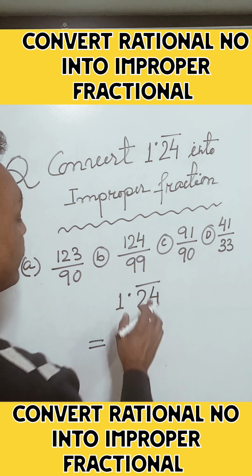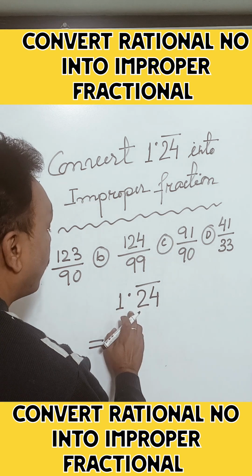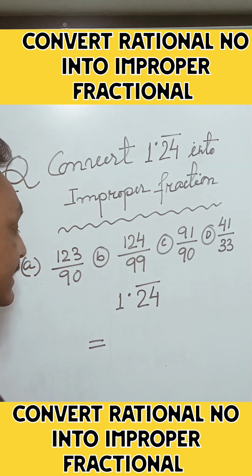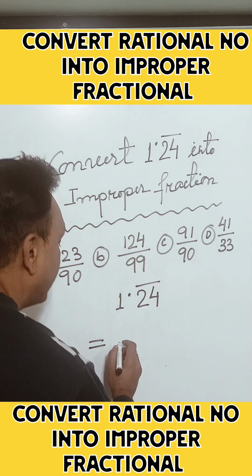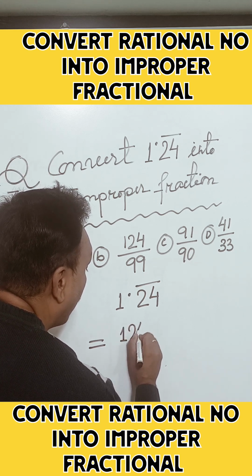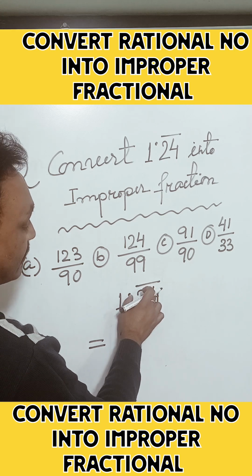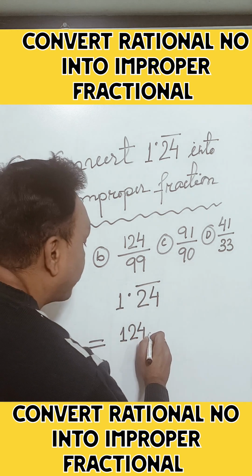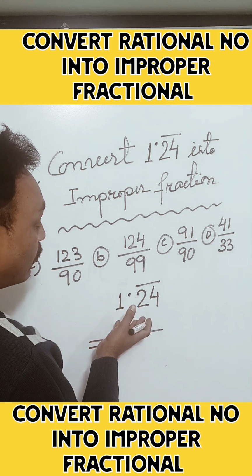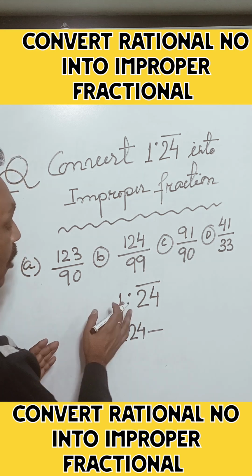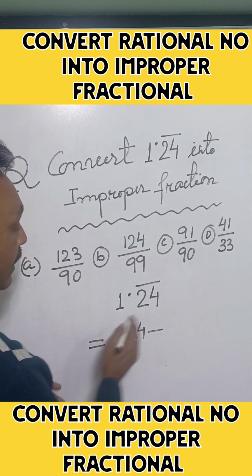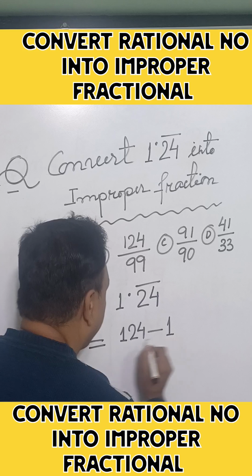First of all, listen carefully. You have to remove the bar as well as the decimal. If you remove the bar as well as the decimal, it will be simply 1, 2, 4. Then after that you have to subtract. What do you have to subtract? See the number without the bar. There is only 1 where there is no bar, so write the number 1.